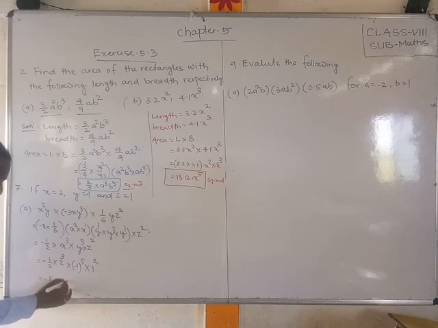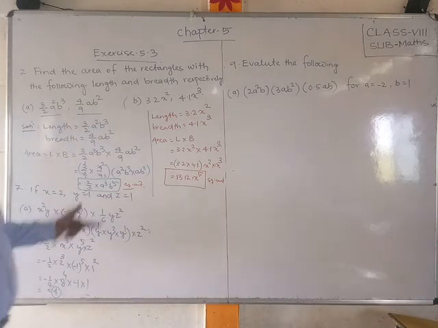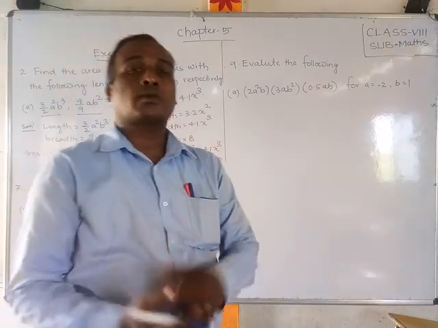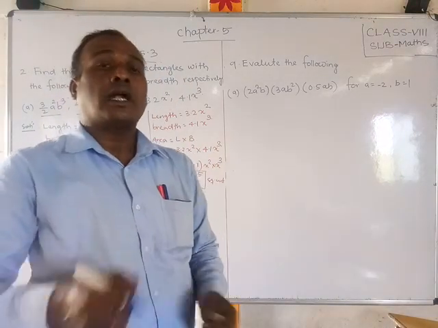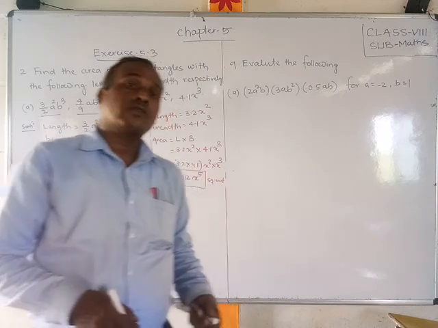2 power 3 means 8. -1 power 5 means -1, into 1. Okay, is equal to, minus minus plus, it will cut to 4. So the answer is 4. I hope you have understood how to do the multiplication with variables and then substitute the given values for the variables.